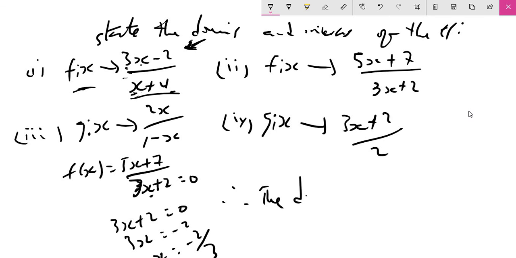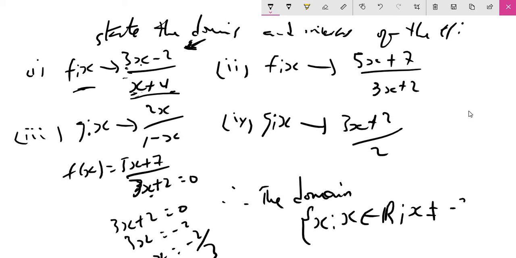Therefore, the domain is given by the set of all values of x such that x is a real number, but x is not equal to minus 2 over 3.